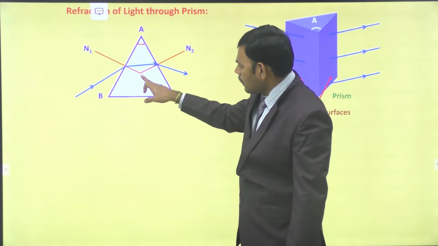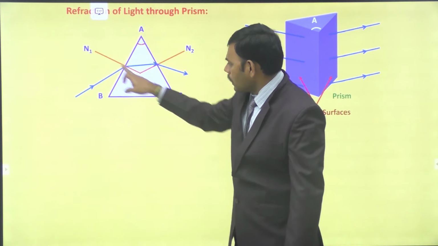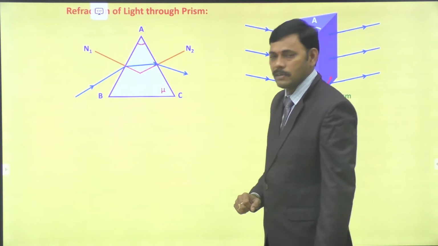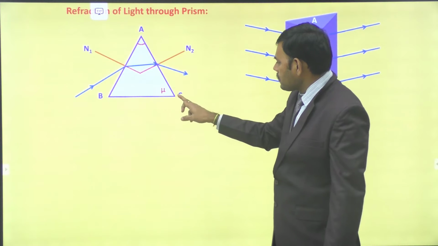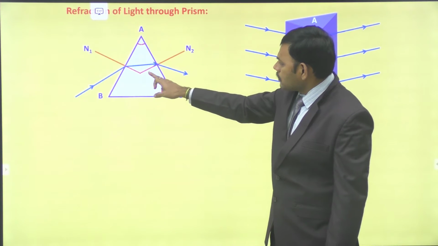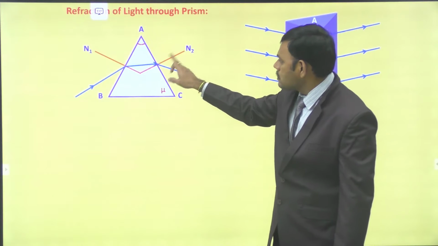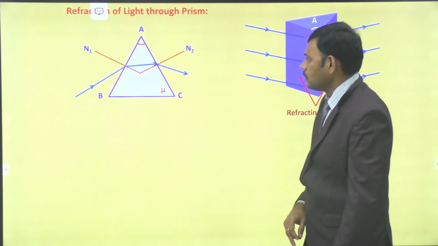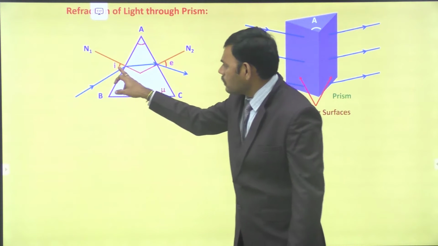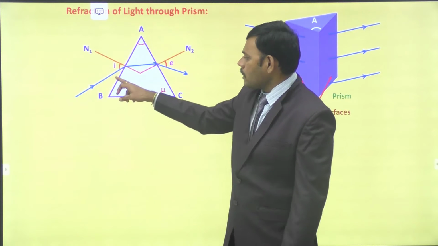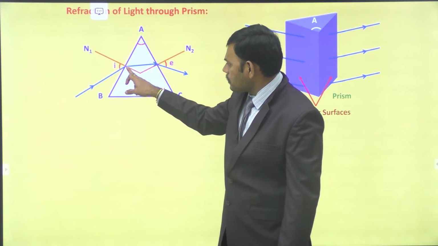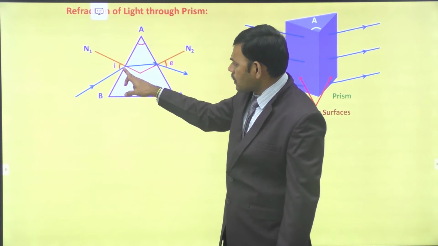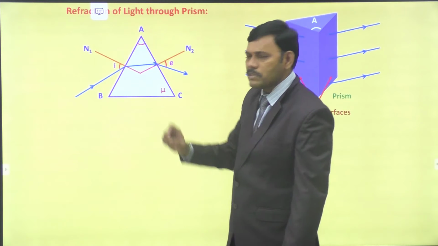Let N1N be the first normal drawn to the first refracting surface at the point of incidence. Similarly, at the second refracting surface, the normal drawn to the second refracting surface is NN2. Here we are marking the incident angle and emergent angle. This is the incident ray, the blue line. The angle made by the incident light ray with the normal is the angle of incidence.